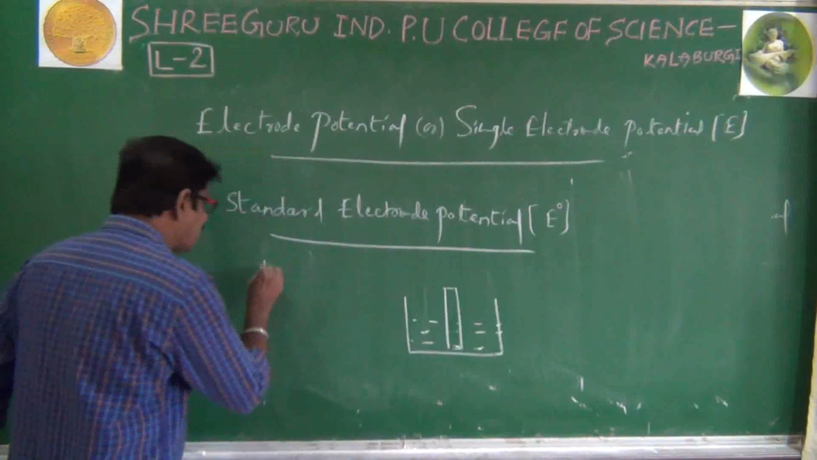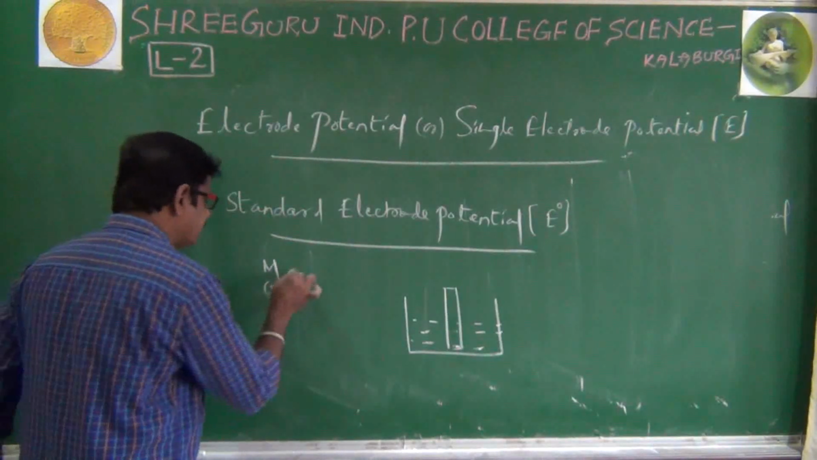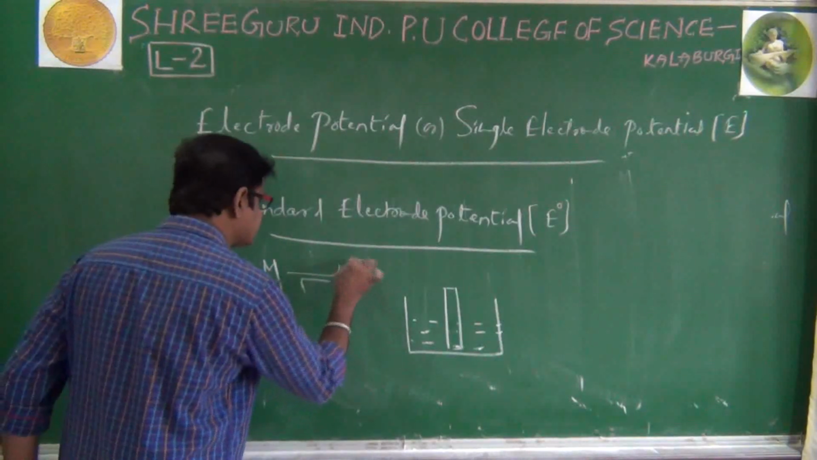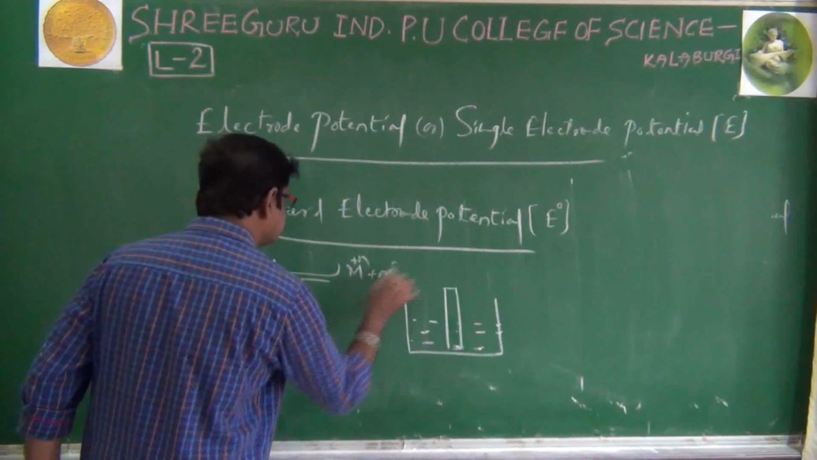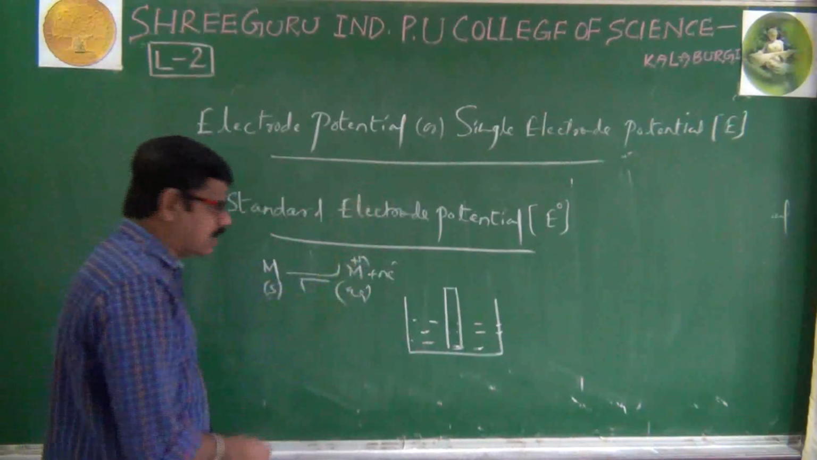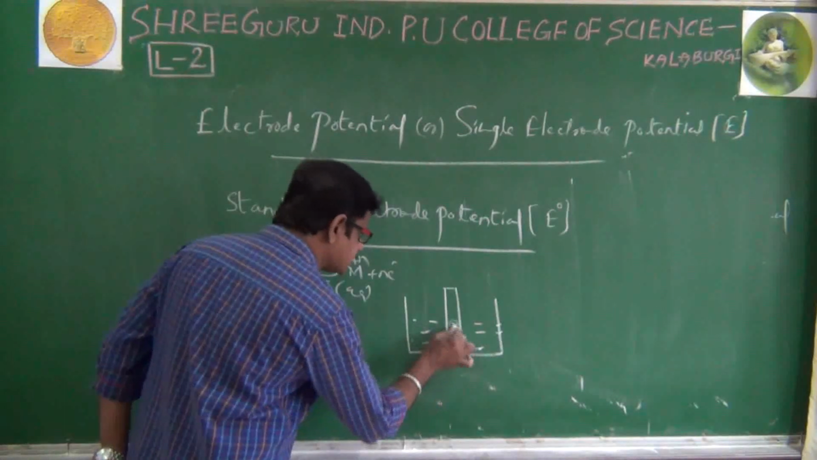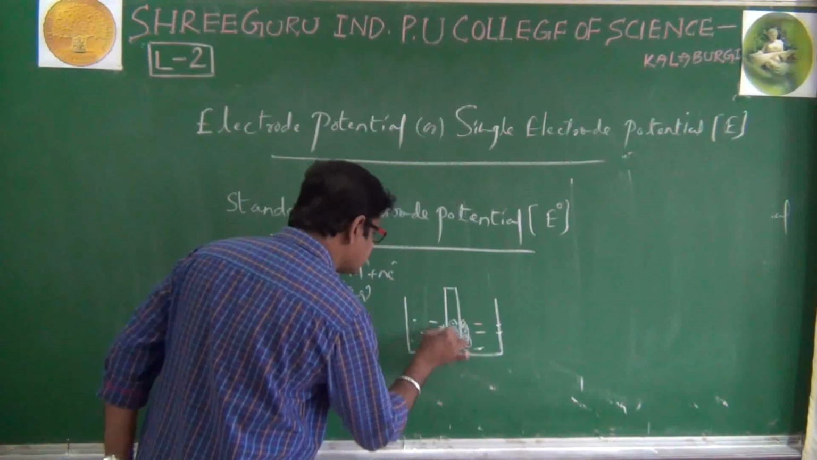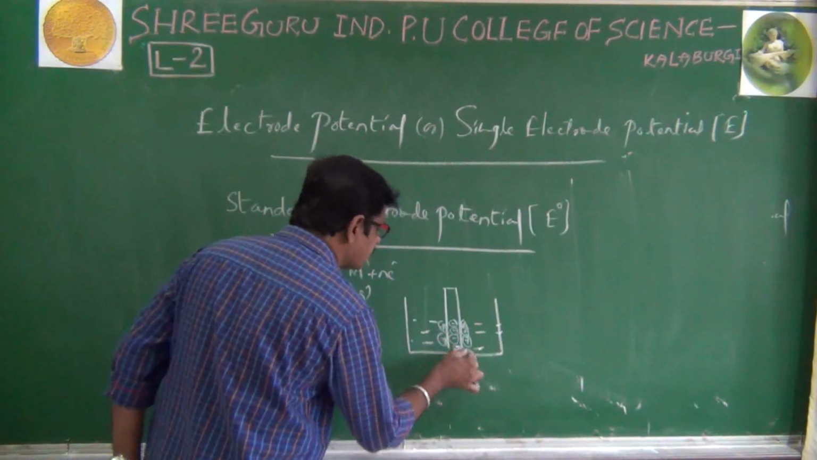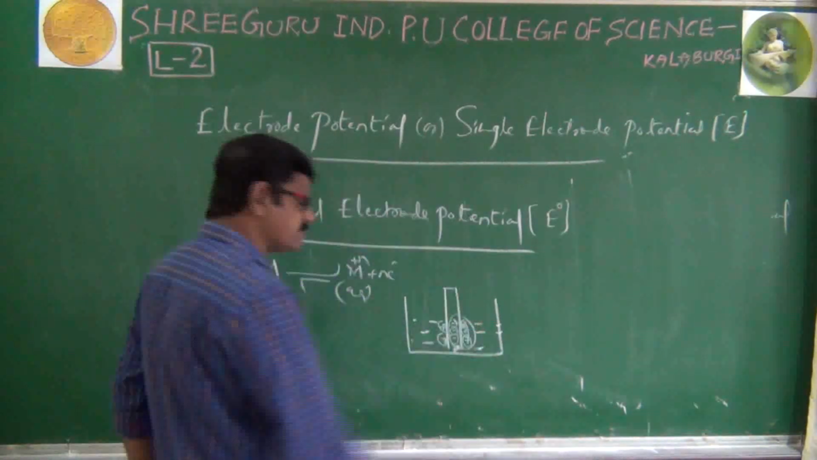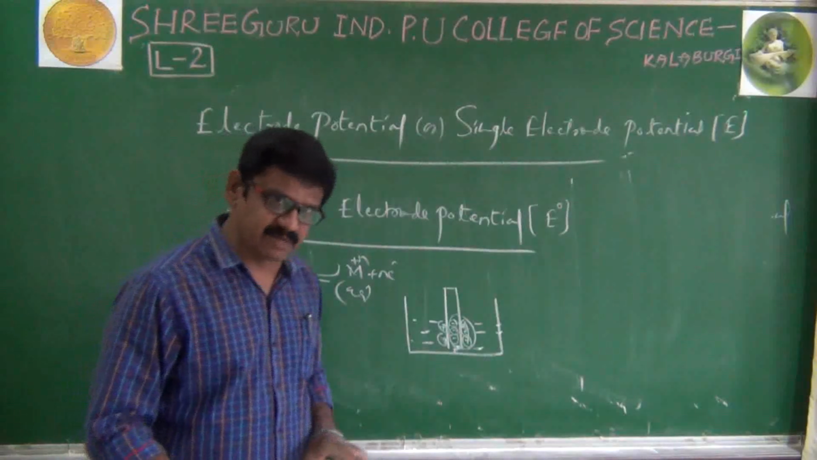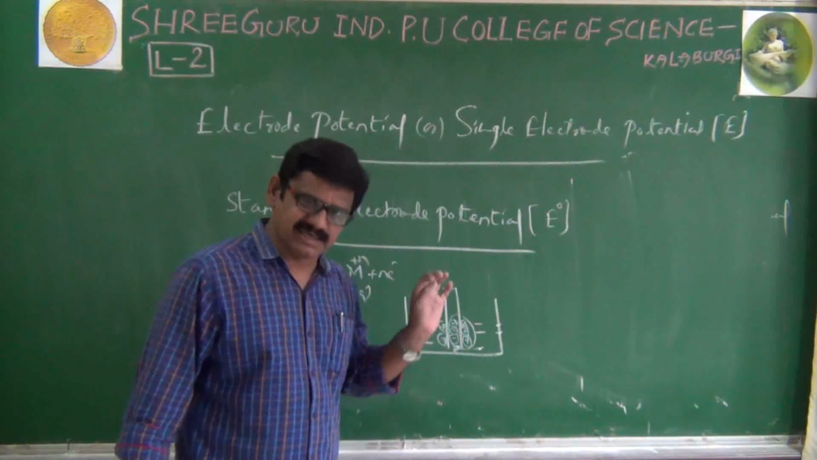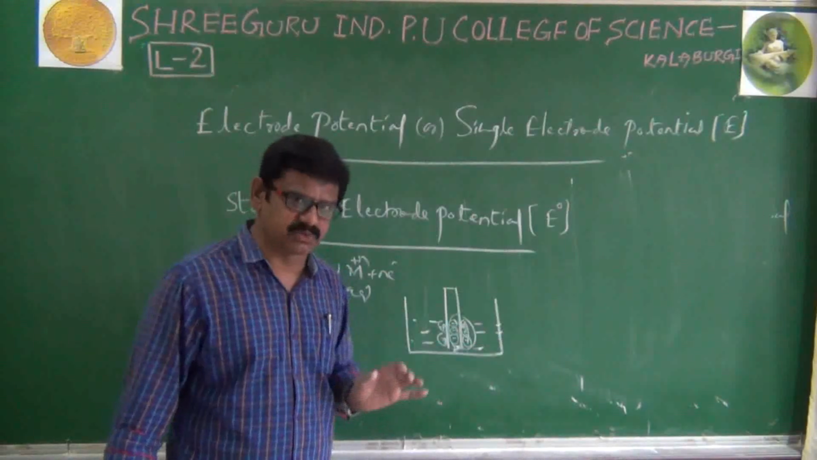Suppose it is oxidation potential, for example, metal by losing electrons converted as metal ion. Because of that, what happened? The electrons are accumulating here, and here is Zn plus 2, that is, metal ions are surrounded to this rod. Because of this charge separation, a potential has developed. That potential is called electrode potential, nothing but a single electrode potential.